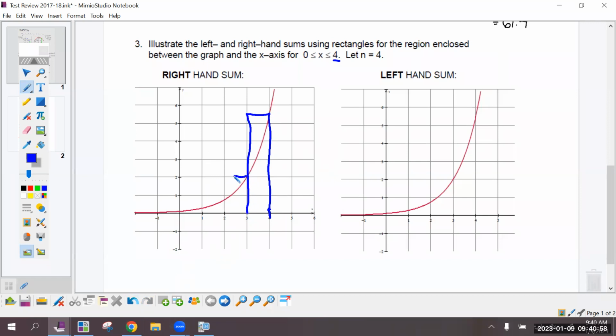Then I'm going to go on the right-hand side at 3, the right-hand side at 2, and the right-hand side at 1. The left-hand sum, I'm going to stop at 4 again. I start on the left, on the left, on the left, and on the left.